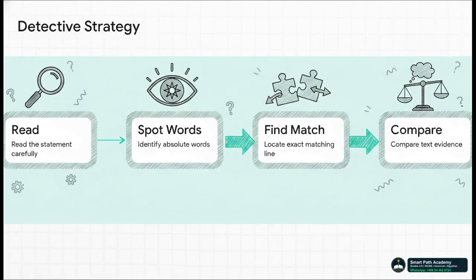Now, before we jump into reading a text, remember to follow a strict detective strategy. Step 1, read the statement first. Step 2, spot any absolute words. Step 3, go back to the text and find the exact matching line. And Step 4, compare the evidence word for word. Doing this ensures your logic is totally bulletproof.